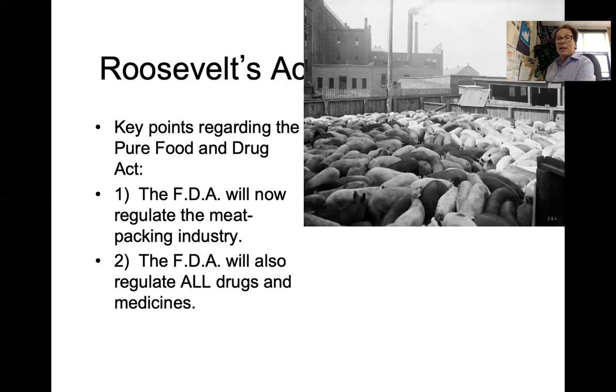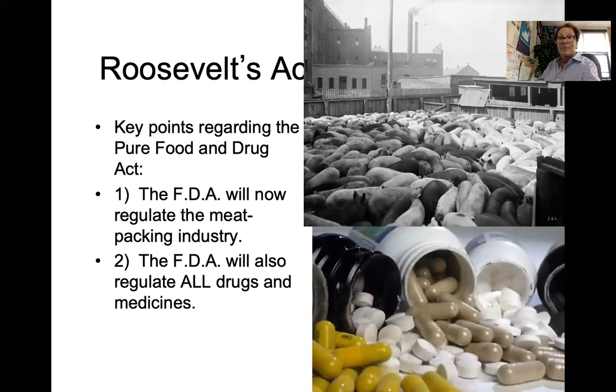Or conversely, some companies were marketing drugs that are very addictive. Opium, cocaine, things that we know are very, very dangerous, morphine. But now it's being regulated. And if you direct your attention to the overhead screen, because of what Roosevelt did with the Pure Food and Drug Act in 1906, that's why people are now safely having vaccines, whether it's Pfizer, Moderna, or Johnson & Johnson. So there's your connection between 2021 and 1906.